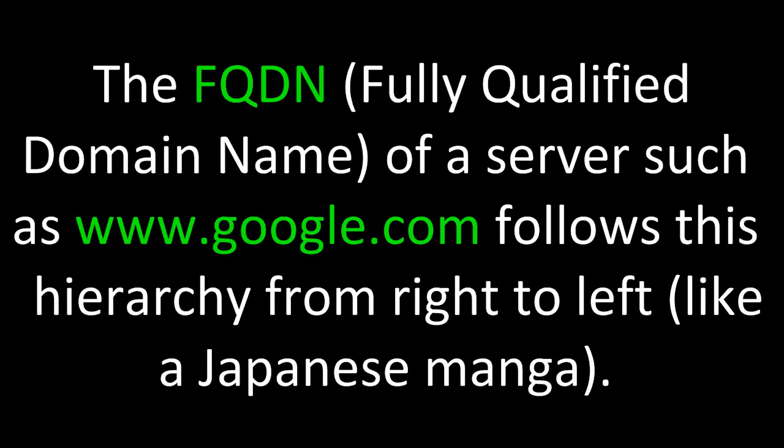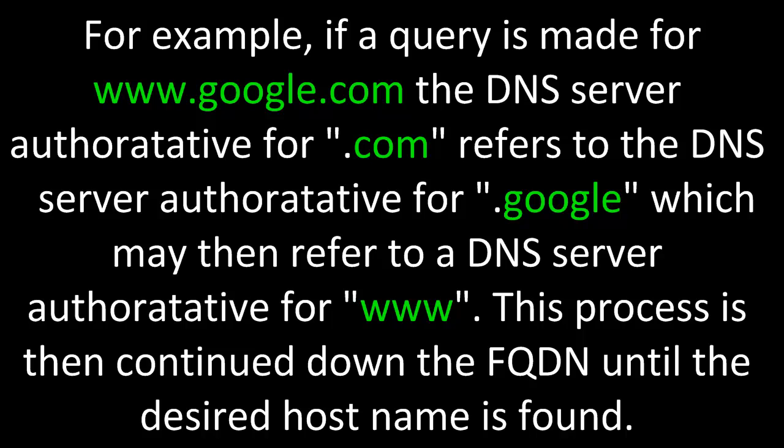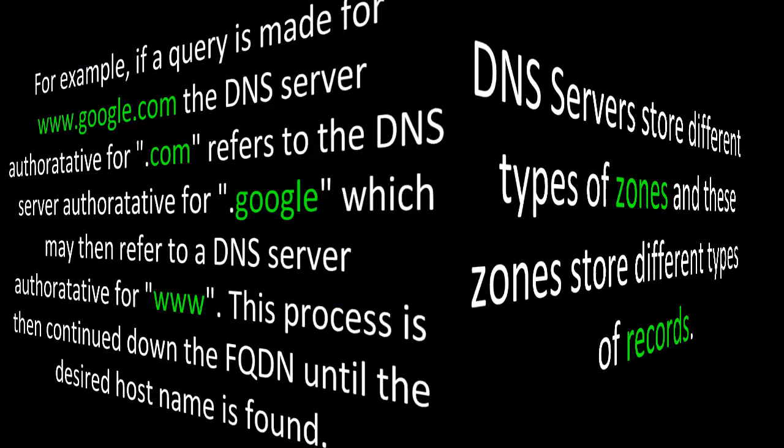The FQDN, or Fully Qualified Domain Name, of a server such as www.google.com, follows this hierarchy from right to left, like a Japanese manga. For example, if a query is made for www.google.com, the DNS server authoritative for .com refers to the DNS server authoritative for .google, which may then refer to a DNS server authoritative for www. This process is then continued down the FQDN until the desired hostname is found.